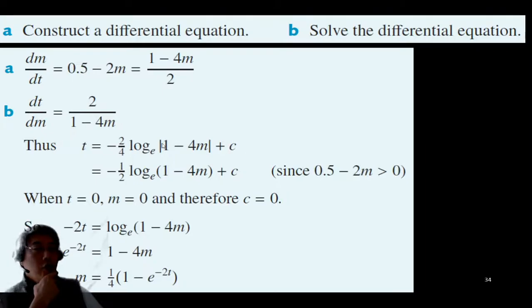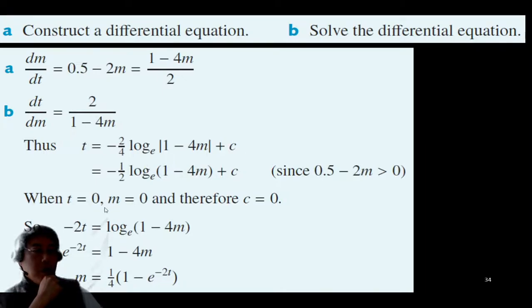And the way to remove the modulus is we introduce that condition. We need to say 1 minus 4m has to be greater than 0. So the 1 minus 4m here is exactly the same as that one, except they went back to the original one and multiplied by 2, which is fine, but it's kind of confusing by changing the expression. Alright, so we have this expression.